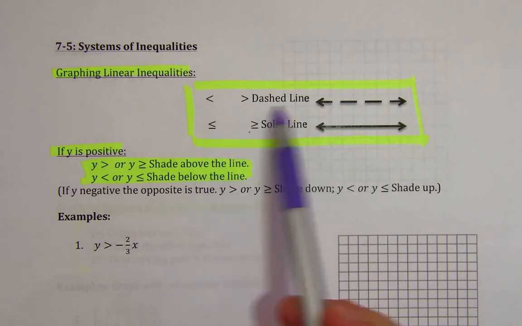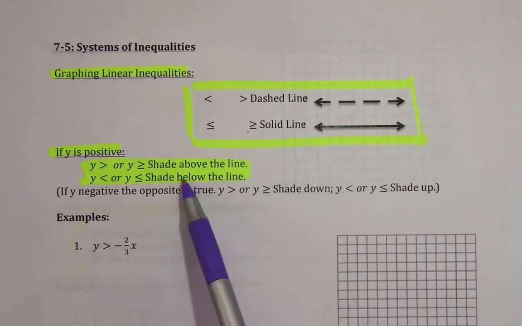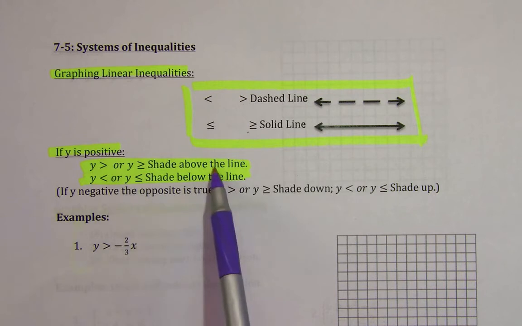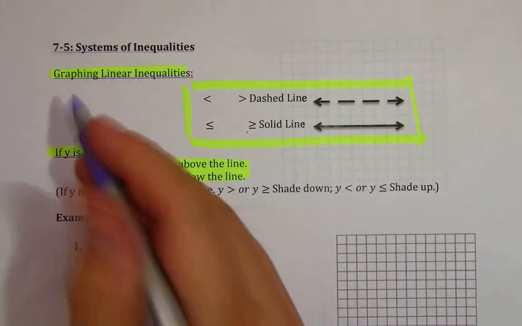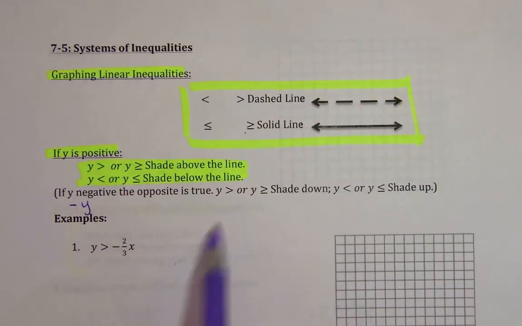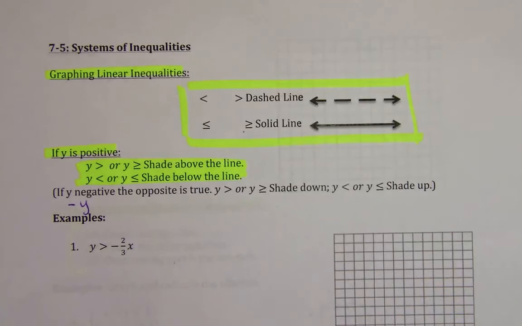If we don't have the little line underneath, we have a dashed line. If we do, then we have a solid line. And then we can determine whether shading above or below the line. So greater than, less than. If it's greater than or equal to, we're shading above the line, and vice versa. Now, if y is negative, so we have a negative y, then the opposite is true. So greater than would actually mean shade down, and less than would actually mean shade up.